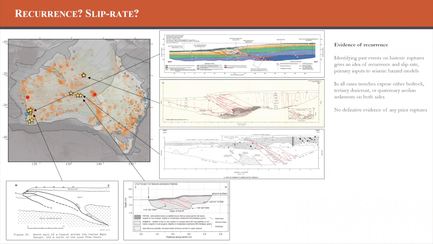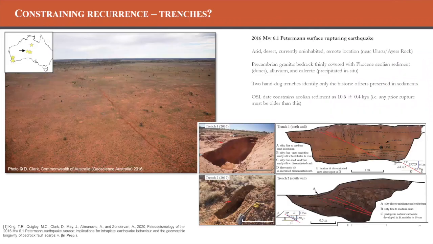So where we expose bedrock at either side, that suggests that there's been no pre-existing rupture for a very long time because this bedrock is all generally Precambrian. When we expose quaternary or tertiary sediments, we might not be going that far back in time, but those sediments still don't preserve any surface ruptures. So historically, this was suggested that maybe these faults are hosting recurrence on greater than 100,000 year timescales, but we wanted to get into some more detail and do some more detailed work if we could. So again, we looked at the Petermann earthquake.